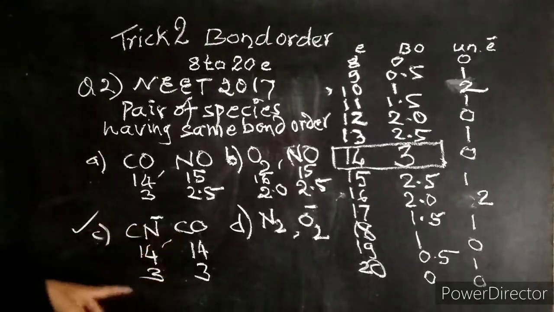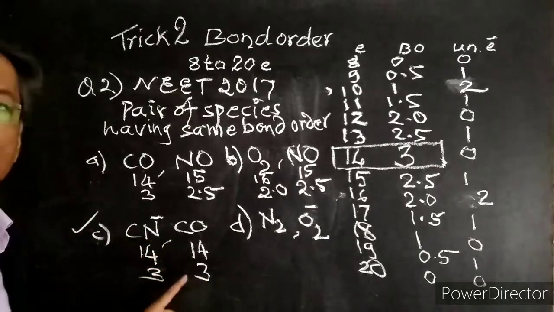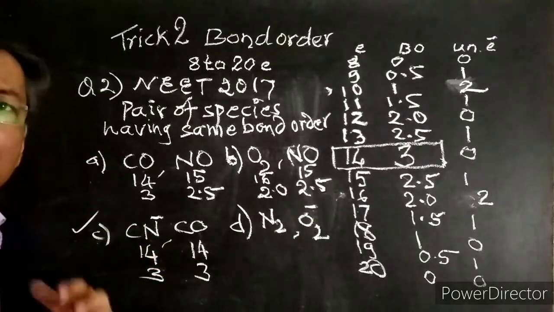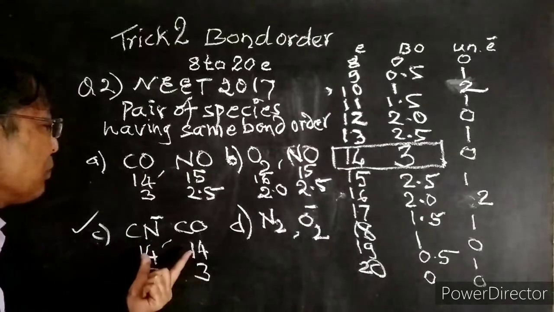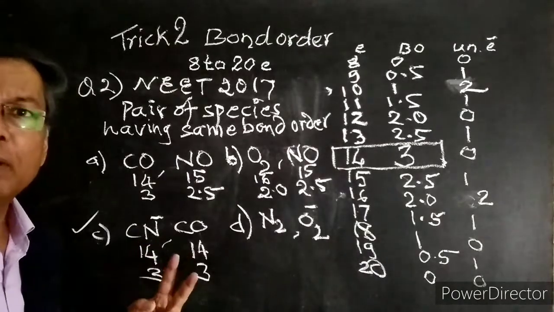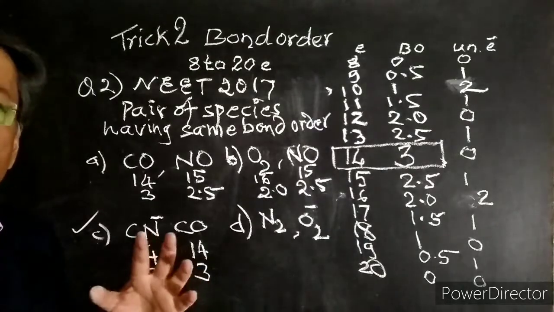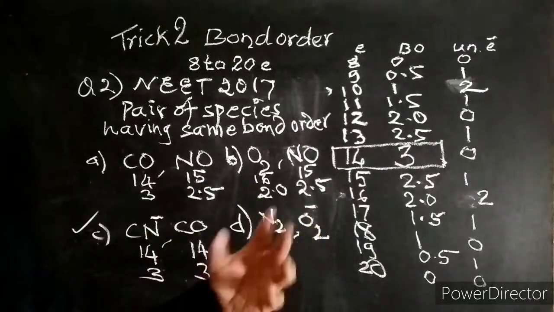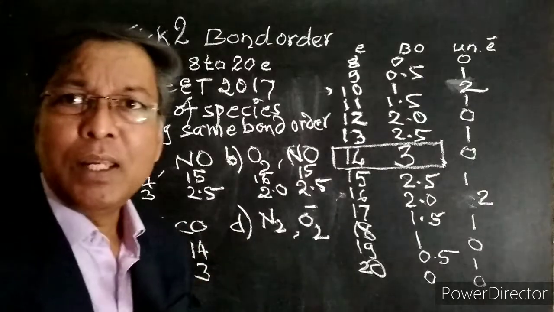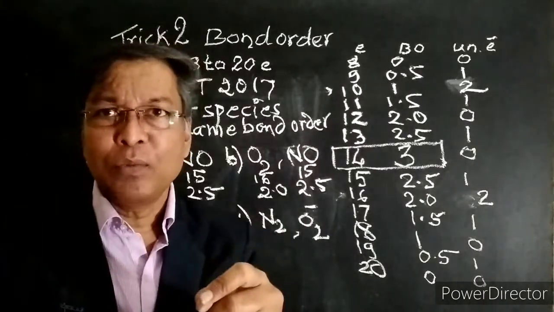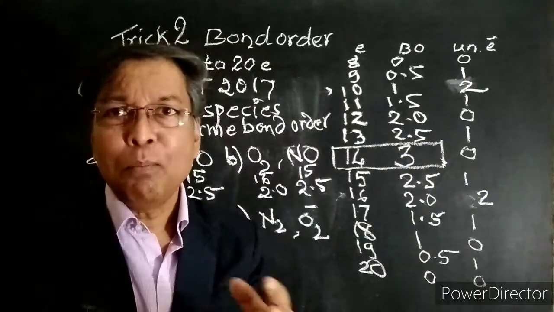Therefore, this is the answer for this question. These are the species having the same bond order. You have to remember one simple way: if the number of electrons present in 2 molecules or 3 molecules are the same, they have the same bond order. I repeat, if the molecules have the same number of electrons, they have the same bond order.